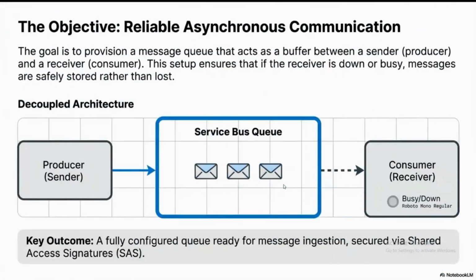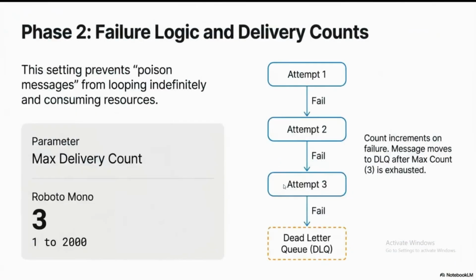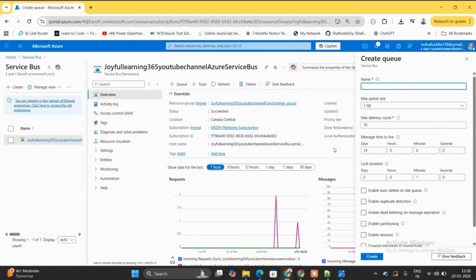So why have we created it? In a queue, how many times it needs to try to deliver the message, what should happen, and what is the maximum size it should be allowed, all those settings we need to do. Basically, if you see on the screen, we need to give a name. Here I'll give the name as JFL Q.